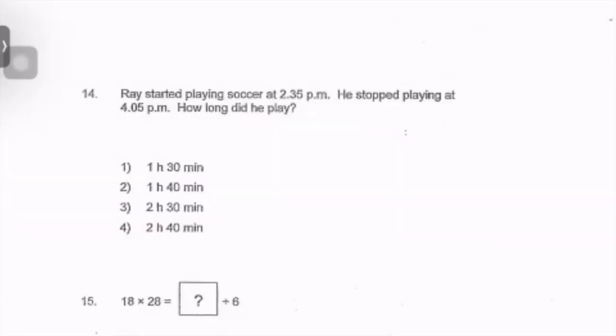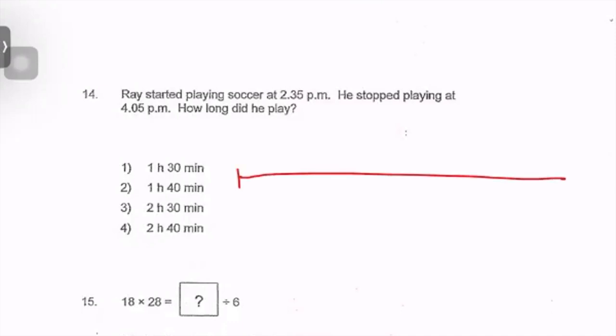Okay, question 14. Ray started playing soccer at 2:35 p.m. and stopped playing at 4:05 p.m. How long did he play for? So he started at 2:35, ended at 4:05. So what we want to do is draw a timeline.